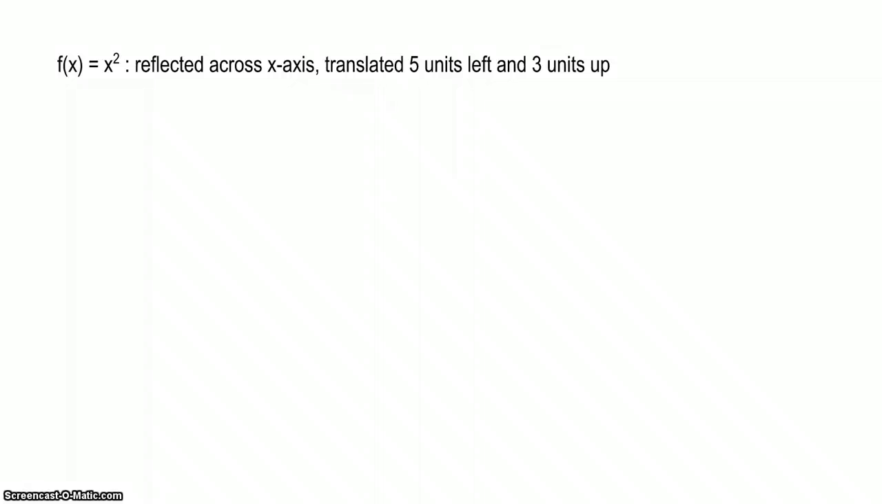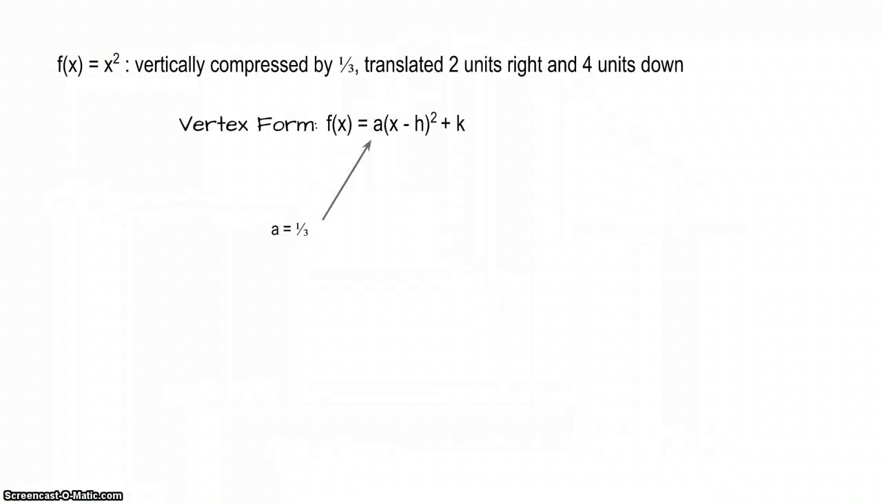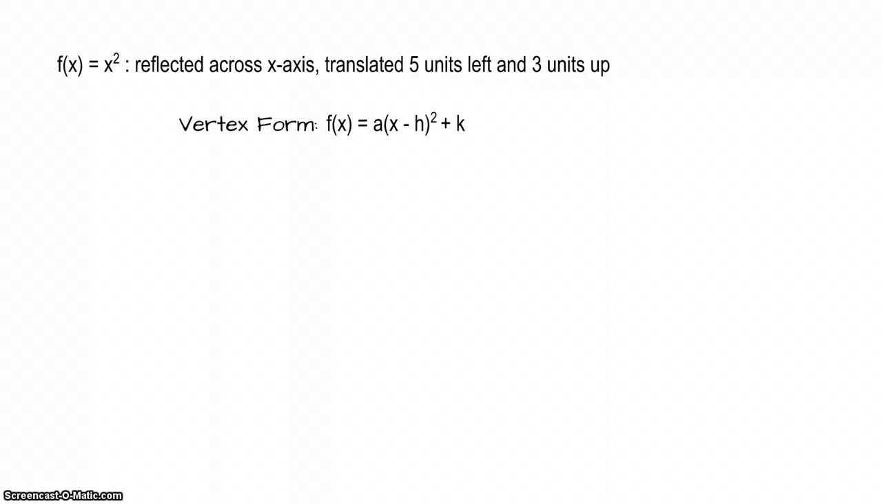So we're reflecting across x, translating 5 units left and 3 units up. Now, if you remember back to the beginning. No, just kidding. We're going back to here. This A also can tell us if we're reflecting across x because it will be negative. So when we reflect across x here, without the stretch or compress, we're just going to keep it as 1, but make it negative. So that's why A is -1 here. That represents this lovely reflection across the x-axis that we love so much. 5 units left, H equals -5, and 3 units up, K is a +3.